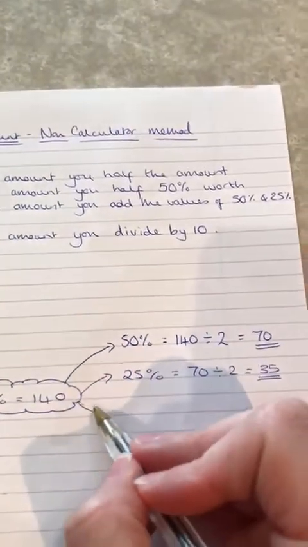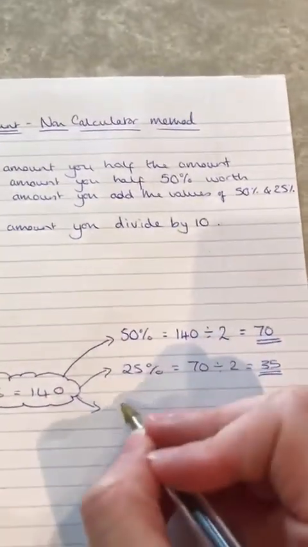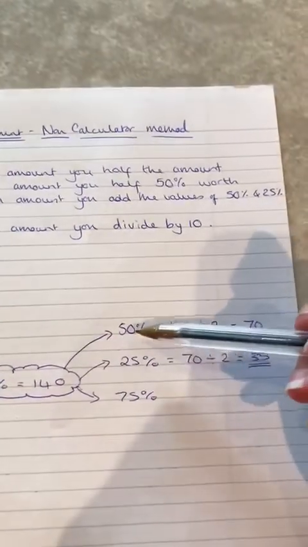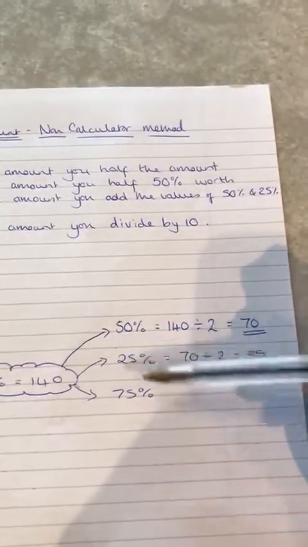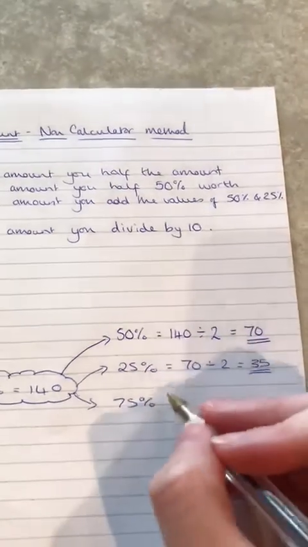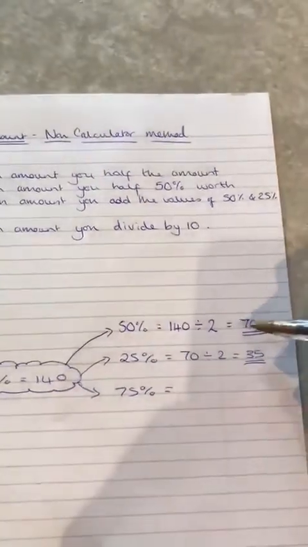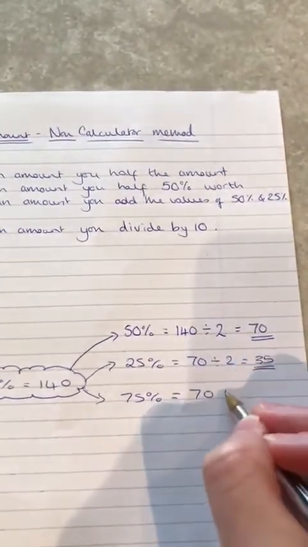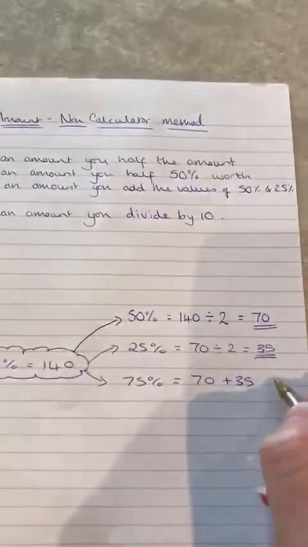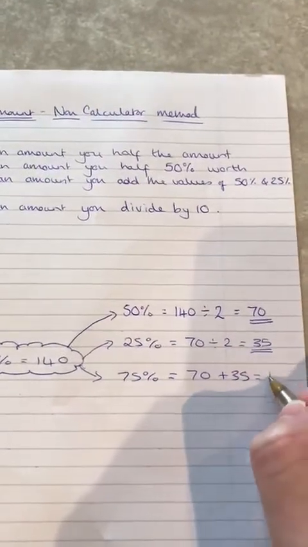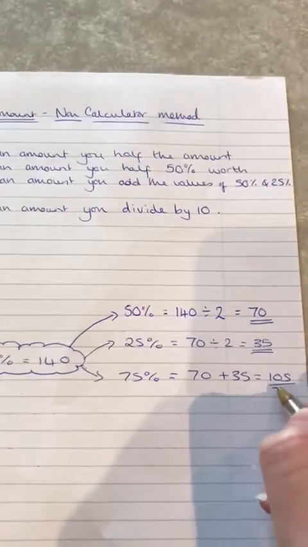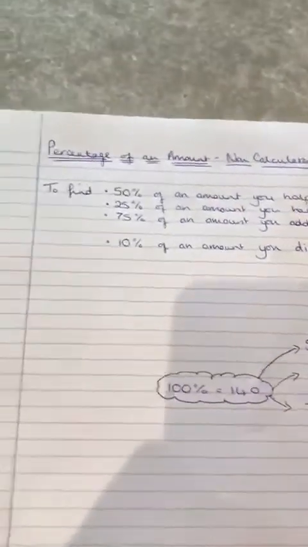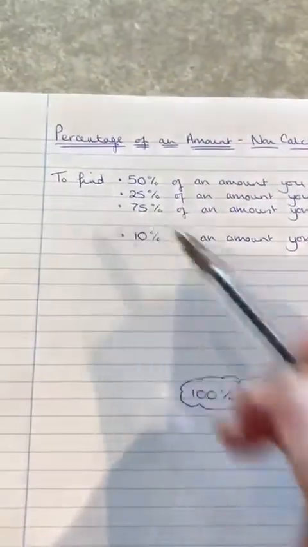Going from there, I can find out what 75% is worth, because 75% is made up of 50% and 25%. So all I need to do is add what they are worth up together. So 70 plus the 35 to give me 105. Okay, let's look at some other percentages. So we'll focus on this one, the 10%.